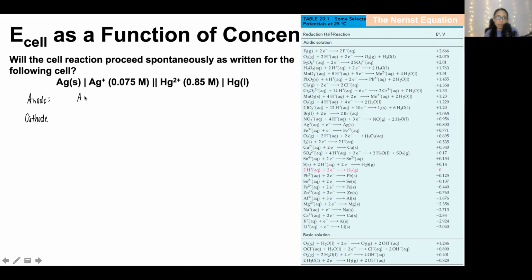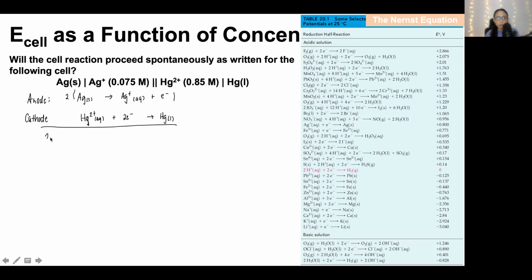So, that is solid silver being converted to silver ion and losing 1 electron in the process. And then, for our cathode, it's the reduction of mercury 2 gaining 2 electrons and being transformed into liquid mercury. So this I have to multiply by 2 to make the number of electrons equal.